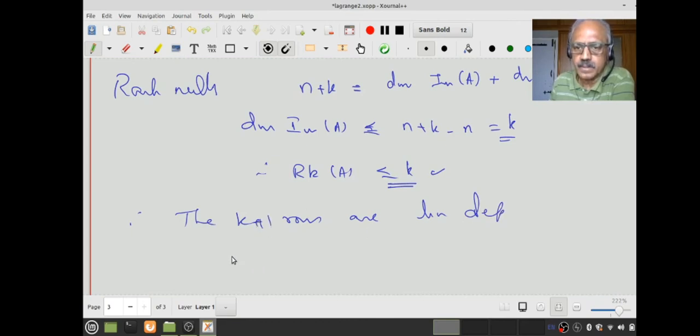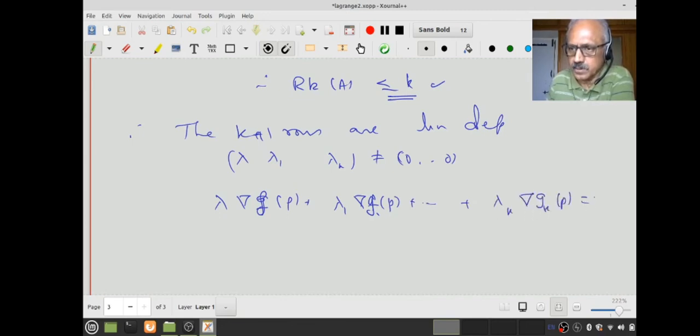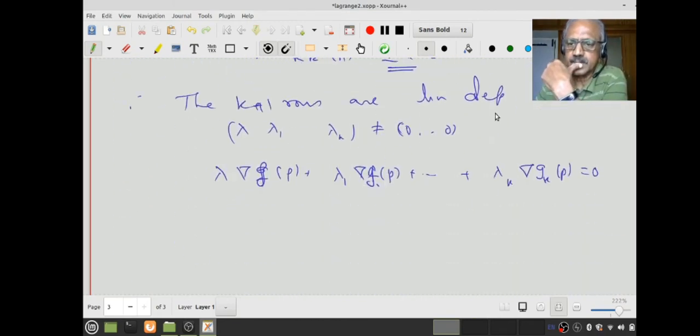Yeah, that means what? There exist scalars lambda, lambda 1, ..., lambda k, not all 0. Okay, so what happens? Lambda ∇f at p plus lambda 1 ∇g1 at p plus ... plus lambda k ∇gk at p is equal to 0. Okay, these are all at p. Yeah, right. Now can lambda be 0?